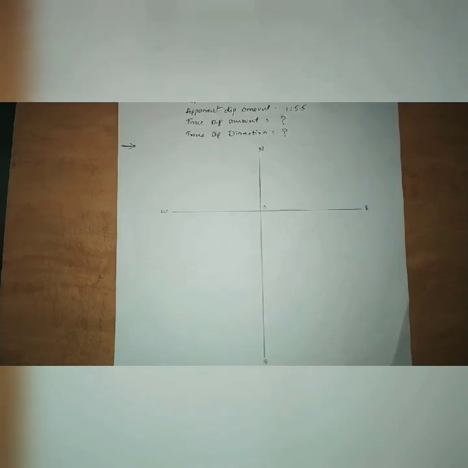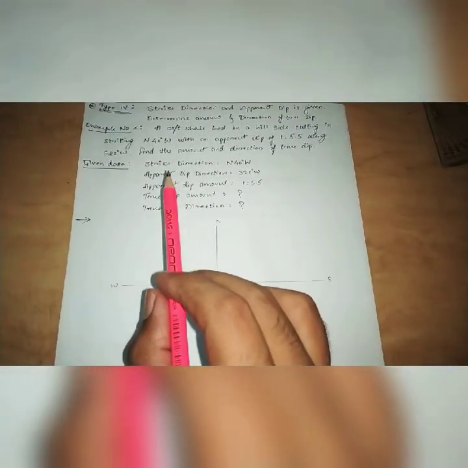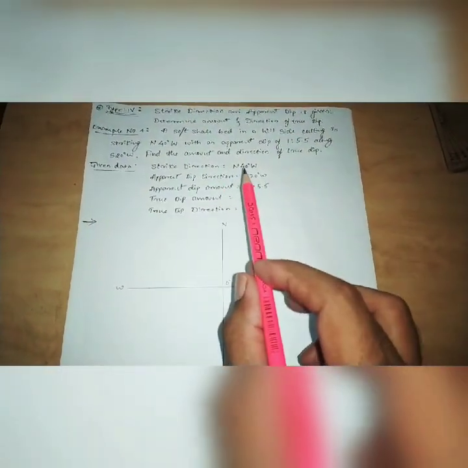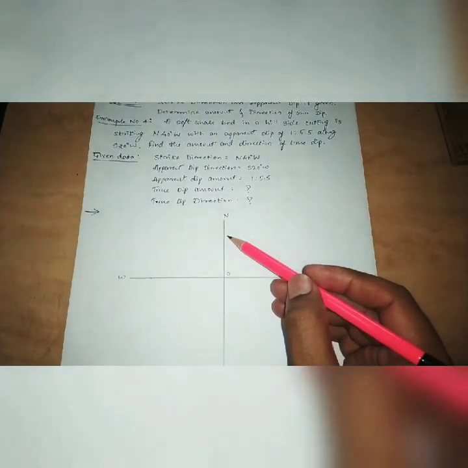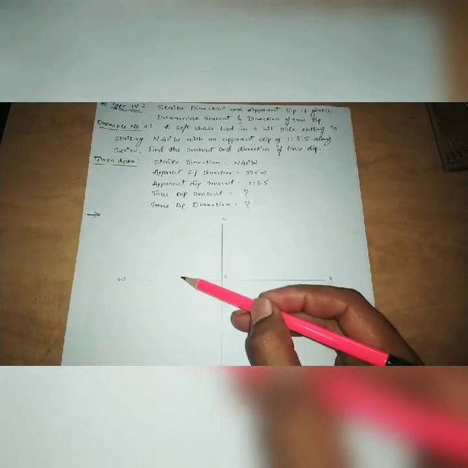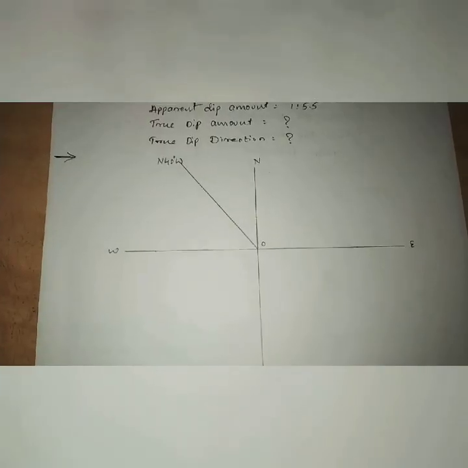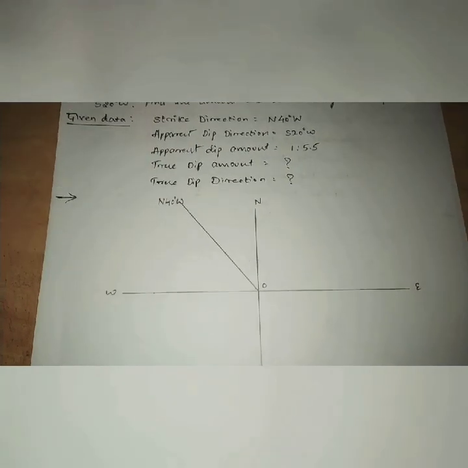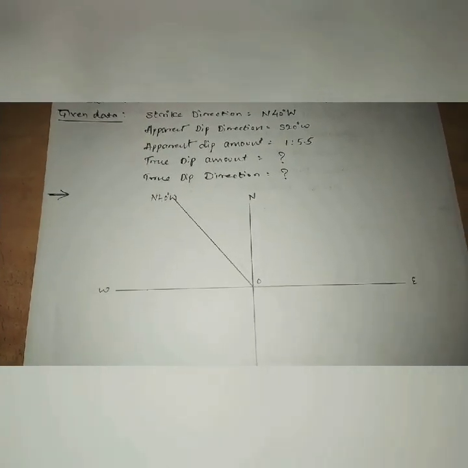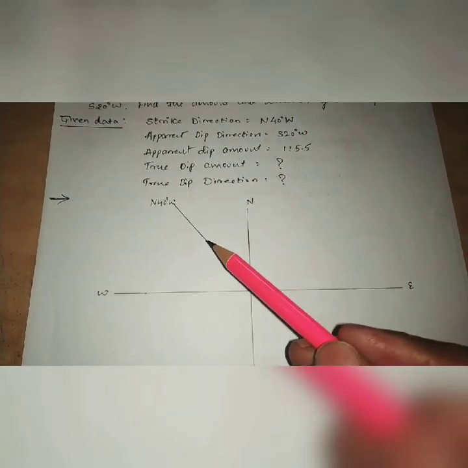As we know, the first step in solving these problems is to draw the north-south and east-west lines and the origin. You can see here we have drawn them. Now we need to plot the given data. The strike direction is north 40 degree west, so we will draw the strike direction first. You can see here we have drawn the north 40 degree west line, that is the strike direction.